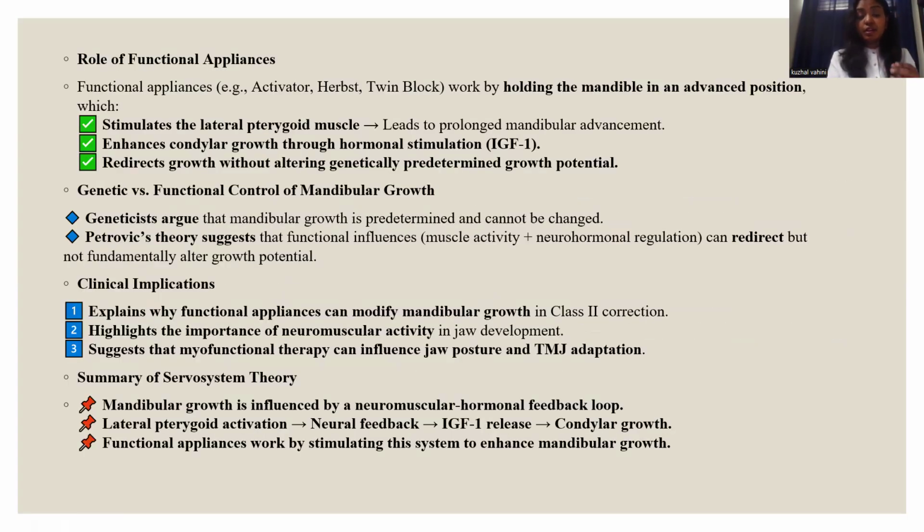Why is it important in our functional appliance therapy, or what is the role of this theory? It stimulates the growth, enhances the condylar growth, and redirects the growth. What is its clinical implication? It explains why the functional appliance can modify mandibular growth. It highlights the importance of neuromuscular activity in jaw development, and it suggests that myofunctional therapy can influence jaw posture and TMJ adaptation. To summarize, again, we have the feedback loop mechanism: lateral pterygoid, neural feedback, and the release of growth hormone, which influences the condylar growth.